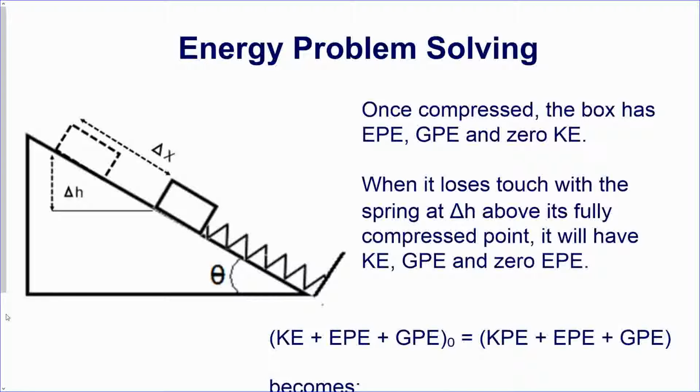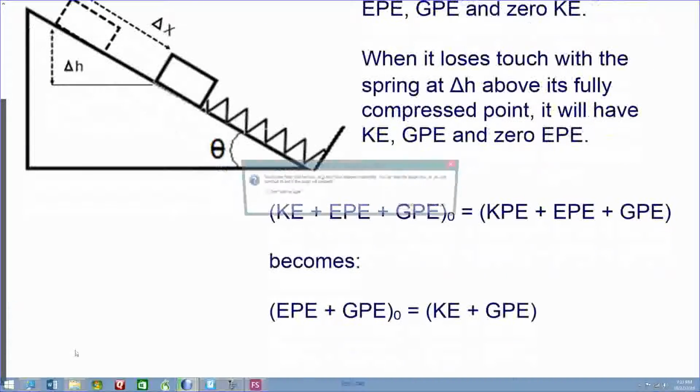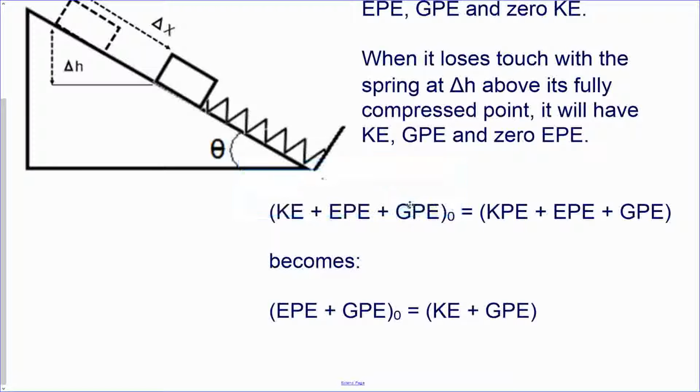So again, we start with the energy we start with: kinetic energy, plus spring potential energy, plus gravitational potential energy. This is what we start with. What we end with is kinetic energy plus spring potential energy plus gravitational potential energy. I'm sorry, I said kinetic potential energy earlier; there's no such thing. And this becomes spring potential energy plus gravitational potential energy to start with. And then we end with kinetic and gravitational potential energy.